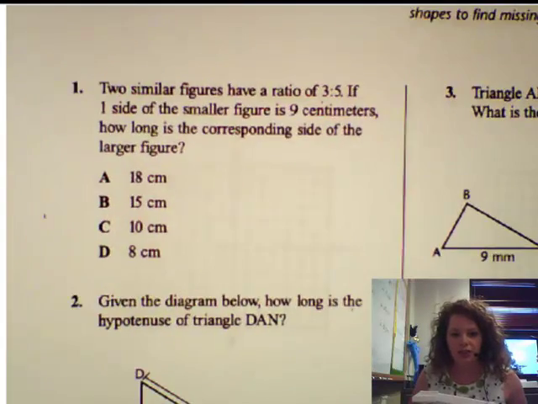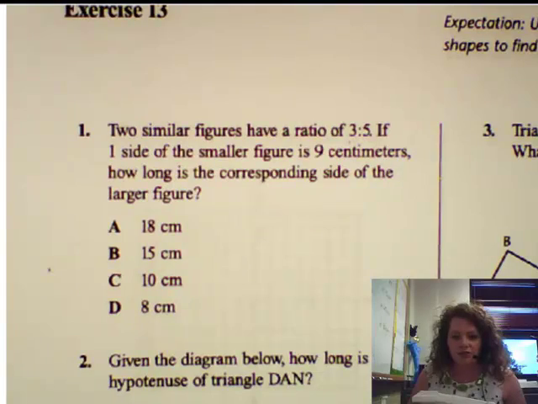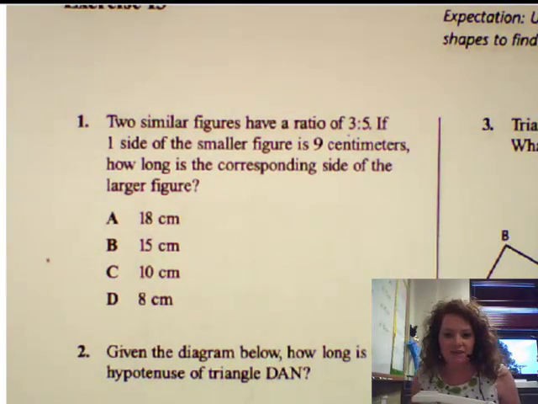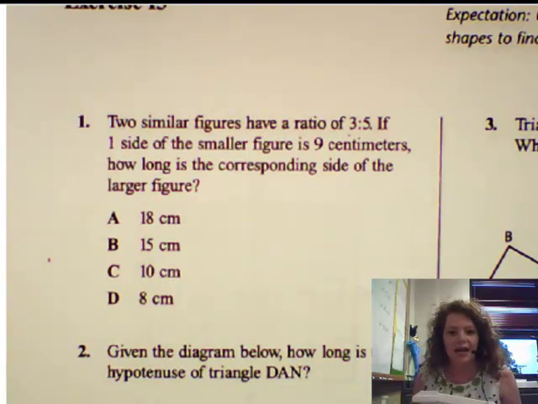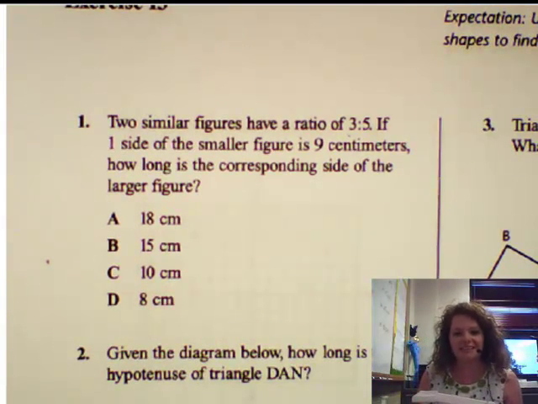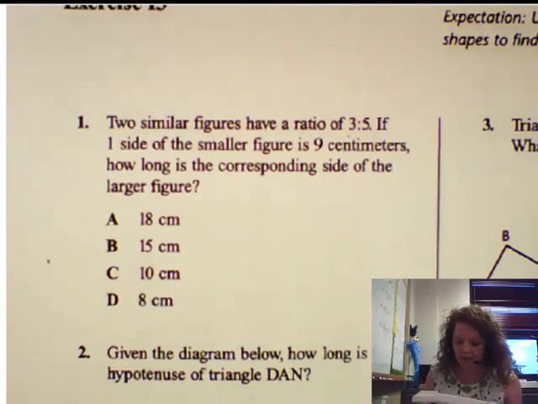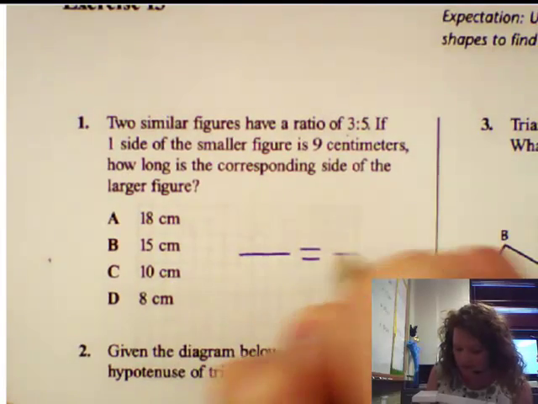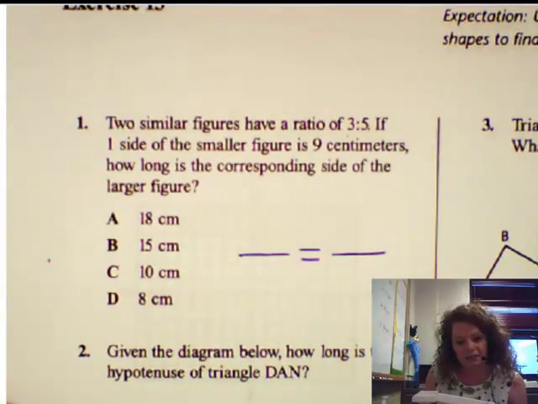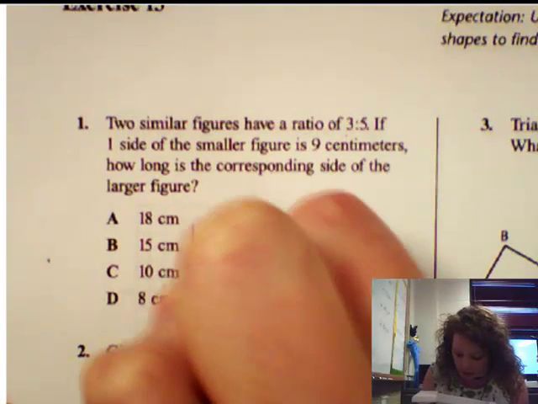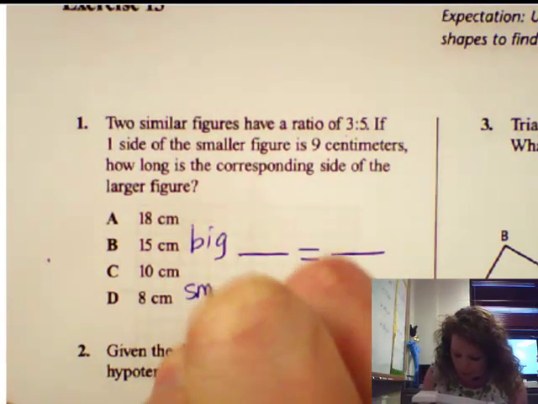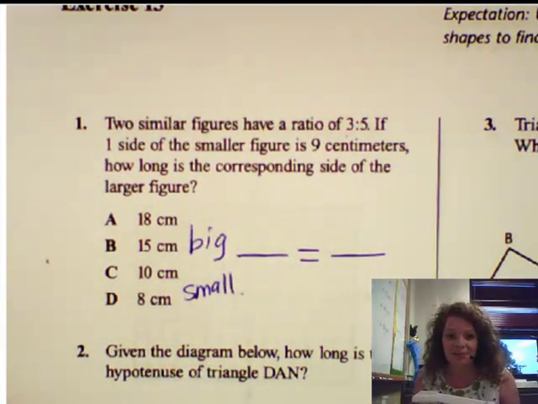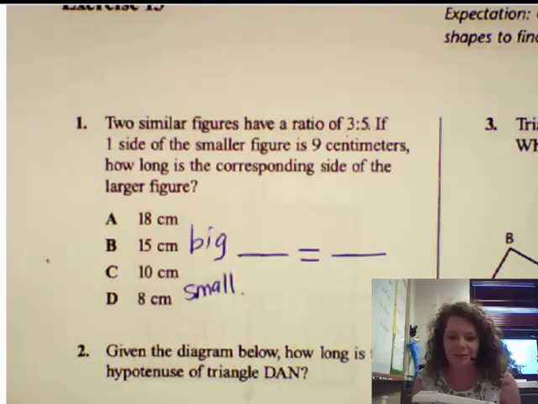Let's start with question number 1. Two similar figures have a ratio of 3 to 5. If one side of the smaller figure is 9 centimeters, how long is the corresponding side of the larger figure? Okay, when we're working with similar figures, we're always going to use proportions. And so far, we've been talking about using big over small. Okay? Now, the hardest part is setting up the ratio. Once you've got it set up, I know y'all can do the math to solve this.